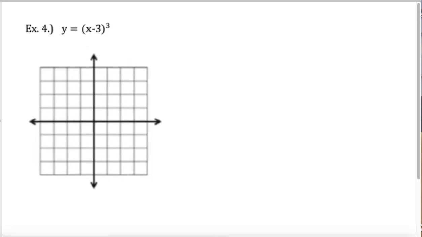And our last example here is y equals x minus 3, to the third. And so this x to the third is going to be the cubic or the cube function. Okay. And so my parent graph is the vertical S.